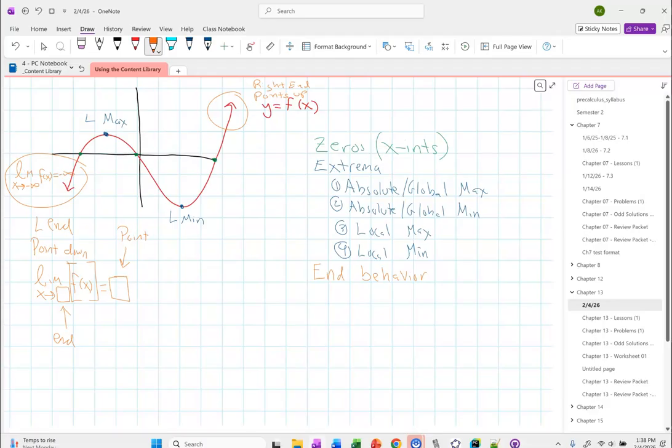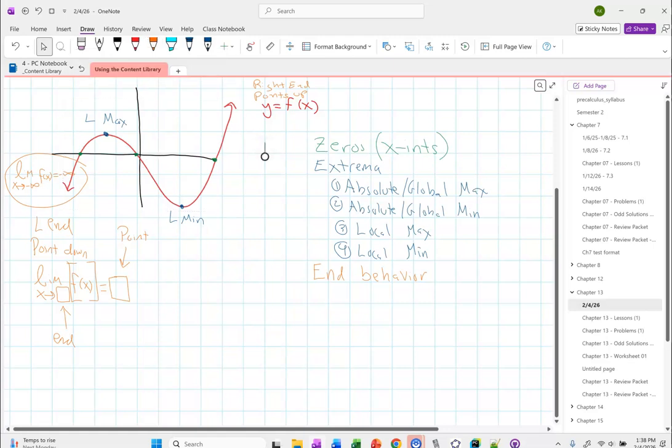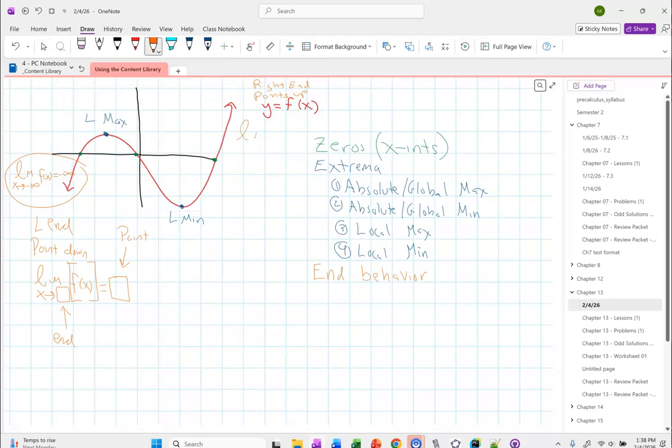Is everybody okay with what I've done here? So if I look at this other end, because it's the right end, right is going to be positive infinity, and up is going to be positive infinity.